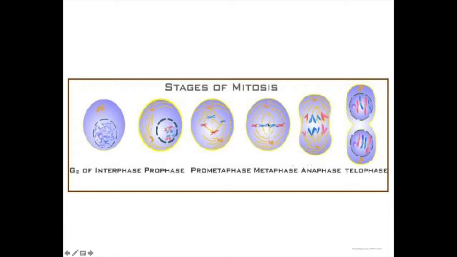Our nuclear membrane is still gone, still absent, broken down, fragmented. Our spindle apparatus is formed yet again. And what's going to happen is the spindle apparatus is going to start creating some sort of tension, because now these are at the middle and they're going to want to start to pull apart. And that's when we get into anaphase.